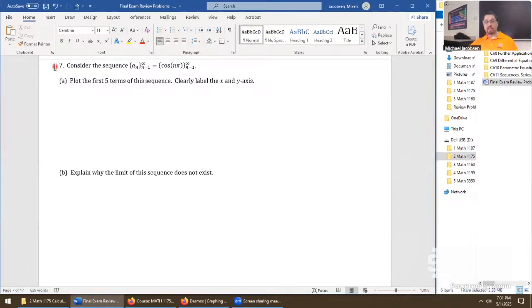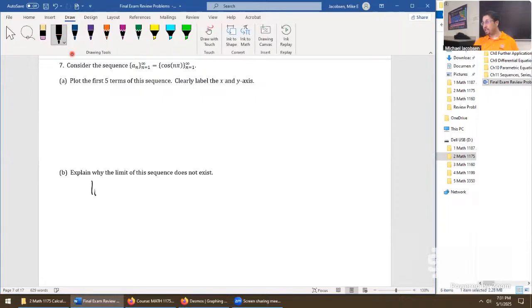So starting off, problem number 7, we're looking at a sequence going from 1 to infinity with terms defined to be cosine n pi. We want to know why the limit does not exist. So in other words, jumping to part B, the limit as n goes to infinity of a_n, defined to be the limit as n goes to infinity of cosine n pi, does not exist, and we need an explanation. You might already have that explanation, but let's do the plot next, and it's going to reveal it. So we'll come back to this part.